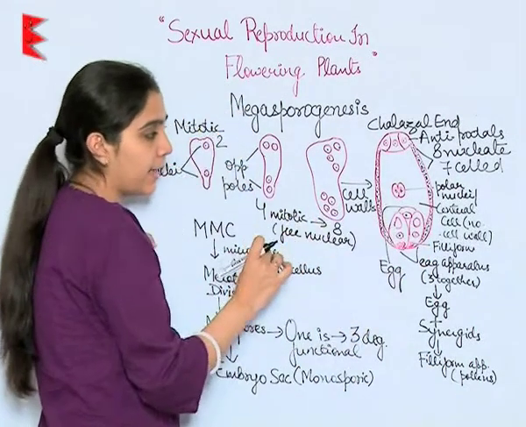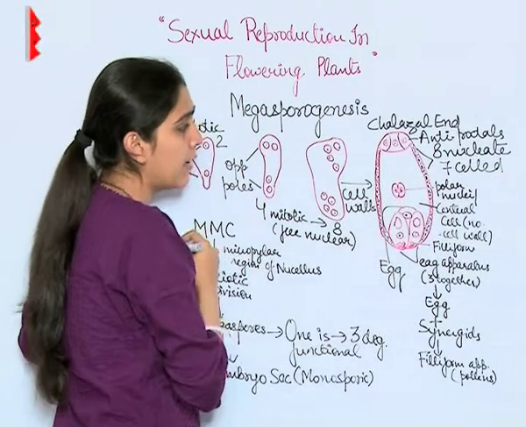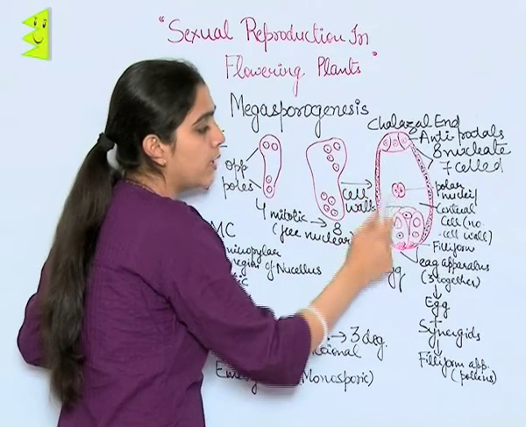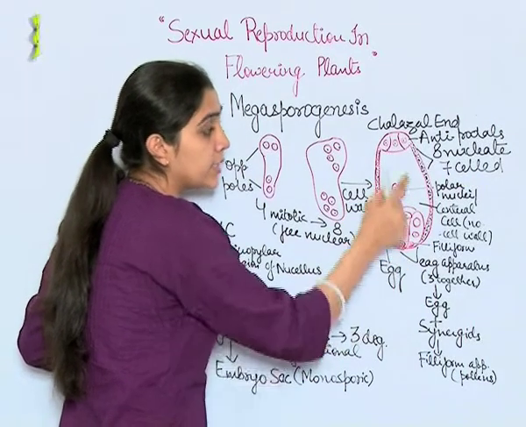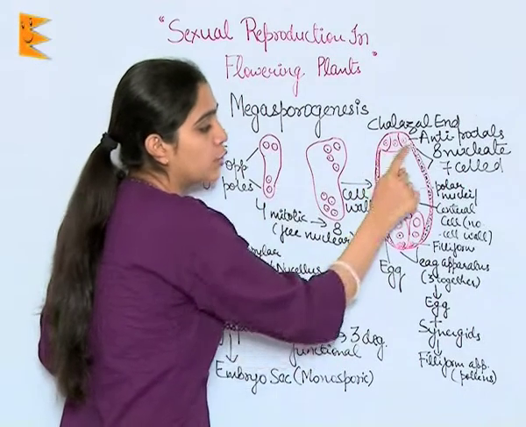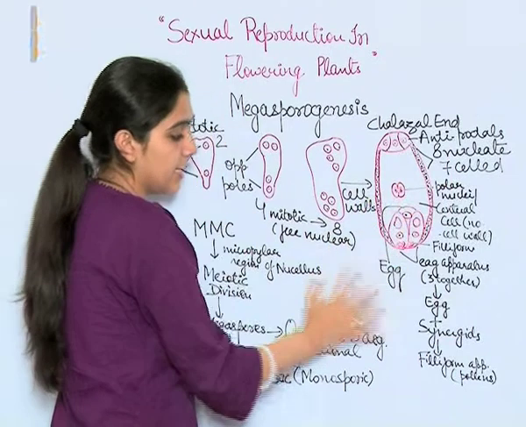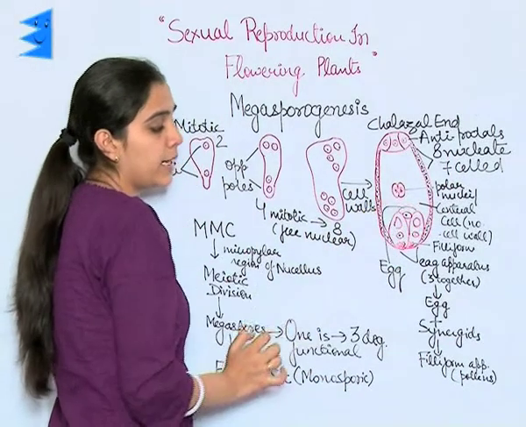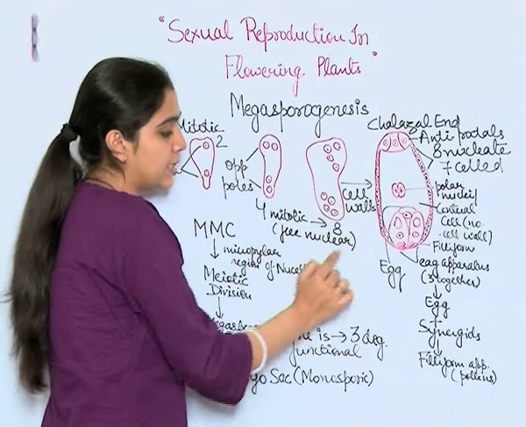the egg. Now what happens is, there are 1, 2, 3, 4, 5, 6, 7, 8 nuclei, but 1, 2, 3, 4, 5, 6 and 7 cells. Thus a mature female gametophyte is 8 nucleate but 7 celled.